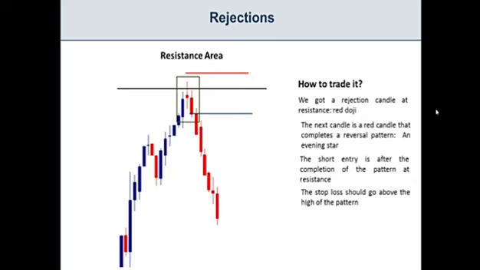Now, this is how you trade rejections at resistance and, of course, at support. You need to go through all your chart patterns and candlestick formations so you can actually know what you are looking at and what you are looking for at these zones. Now let's go to breakouts. This is how we trade an aggressive entry on a breakout.